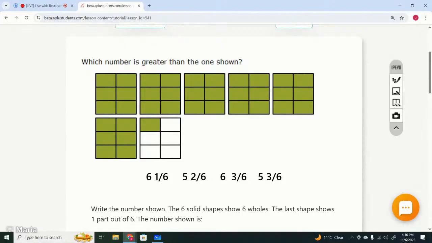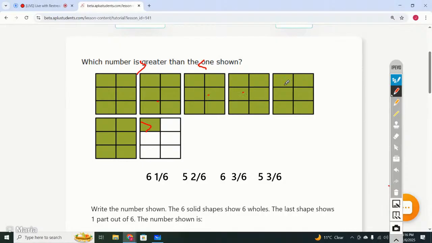Which number is greater than the one shown? First, let's just see which number it is, right? 1, 2, 3, 4, 5, 6. Six of the portions are all colored. So 6 is the whole number. 1 is colored out of 1, 2, 3, 4, 5, 6. That is 6 whole 1 by 6, right? Now you have to compare this 6 whole 1 by 6 to all of them. This is exactly equal to 6 whole 1 by 6, isn't it?